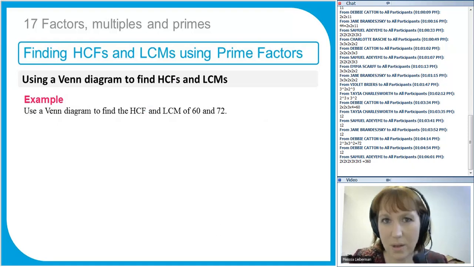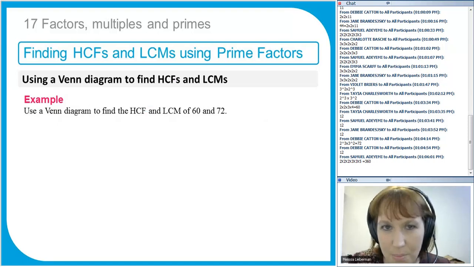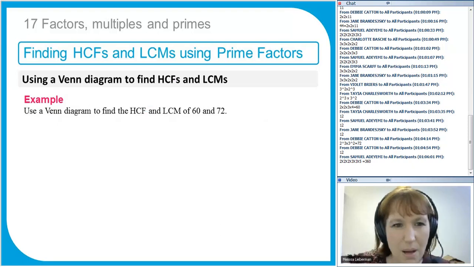Okay, one more way. Venn diagrams you probably haven't met yet, but it's not a difficult idea, and we will do work on Venn diagrams later on when we do probability. I like this method. It's very visual. So we're still going to use the prime factor decomposition, and I'm going to use the same numbers again just to show you how the method works. But this time we're going to use a Venn diagram, and I think it's just a much nicer way of doing it.